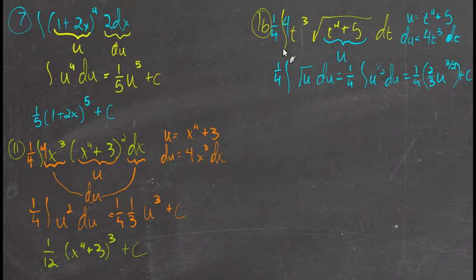And then we add c. Then we go back into terms of t, right? We replace u with what u was to begin with. So this u right here is t to the 4th plus 5. So we have 1/4 times 2/3. 2 is going to cancel with a 4, so it's going to be 1/6 times u to the 3/2. u is t to the 4th plus 5, so I'm going to raise that to the 3/2 and add c. That's it. And again, if we were to take the derivative of this using the chain rule, this is what we would wind up getting.